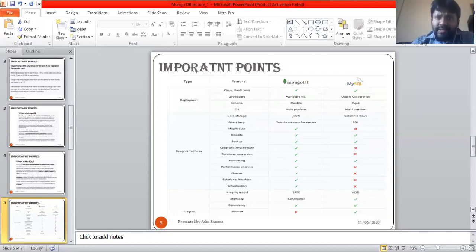Now the next one is design and development features. In this case, we have creation and development. MongoDB has yes and MySQL has a cross. Database conversion is next, and monitoring. Monitoring is applicable in both of these databases. Performance analysis is mostly applicable with MongoDB, but not MySQL. Then queries, relational interface, and virtualization.